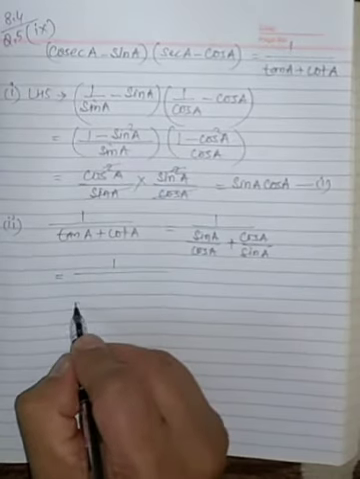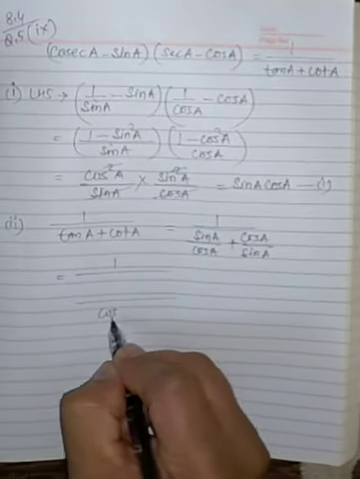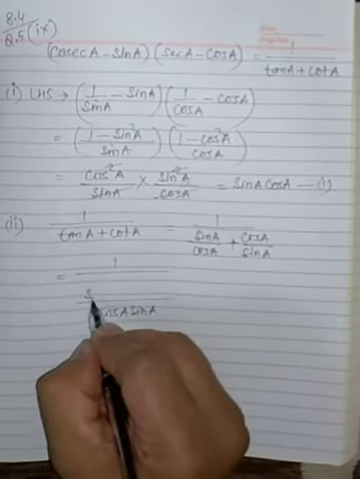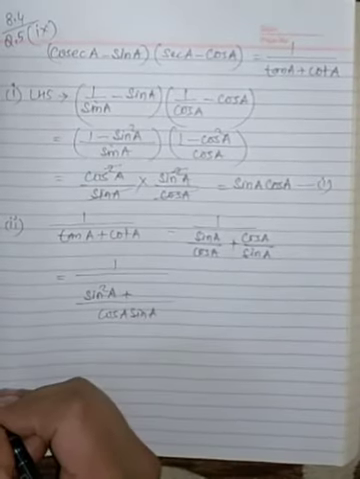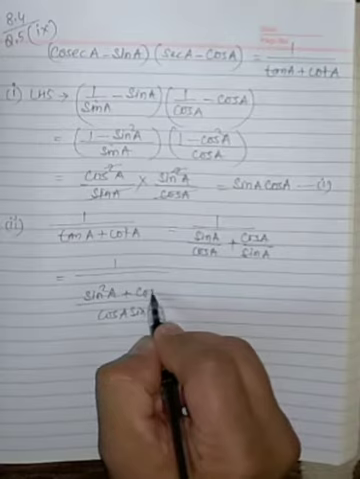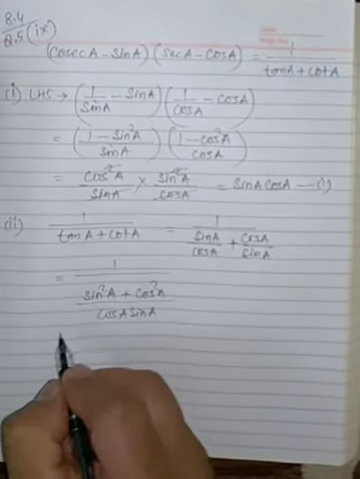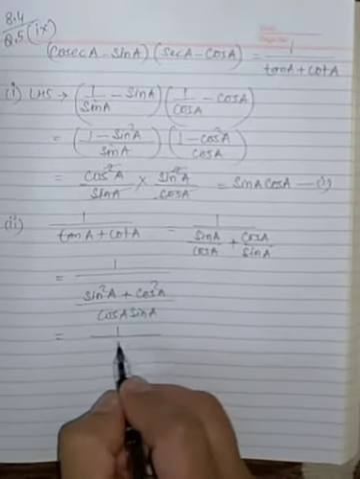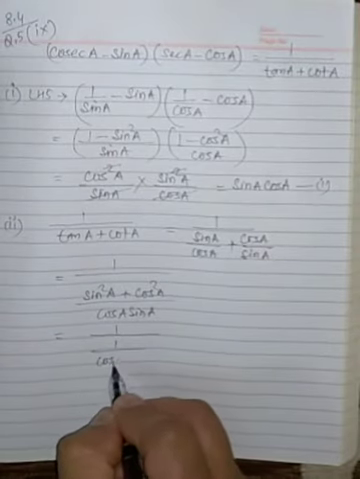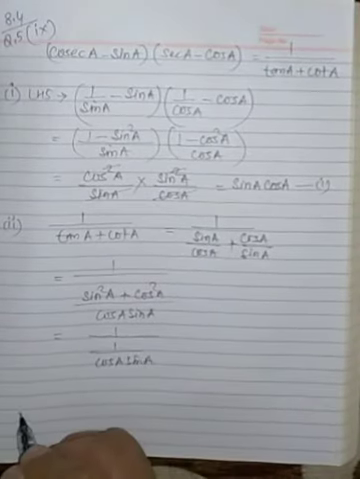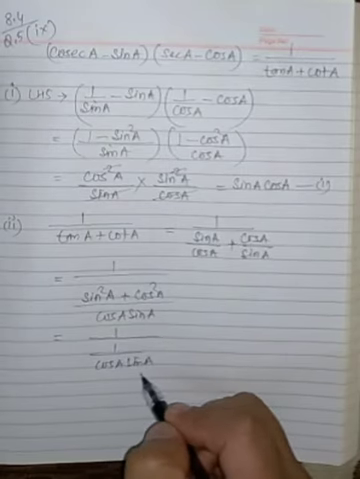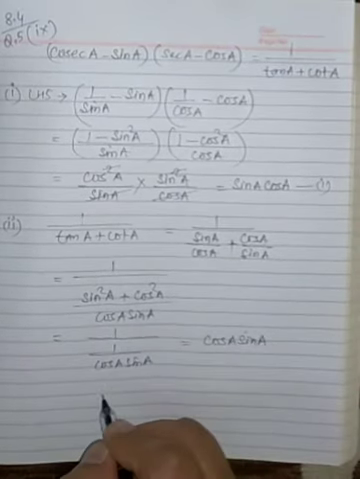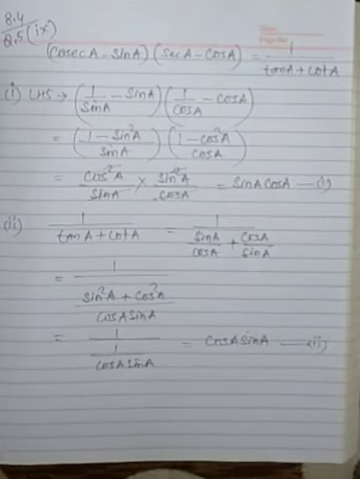We will take the LCM of this denominator part, and the LCM will be equal to cos A into sin A. So sin A into sin A becomes sin square A, plus cos A into cos A becomes cos square A. That is equal to 1 upon (sin square A plus cos square A), which is equal to 1 upon cos A into sin A. Now 1 upon cos A sin A will become reciprocal, and cos A into sin A will go up. Let this be your second equation.